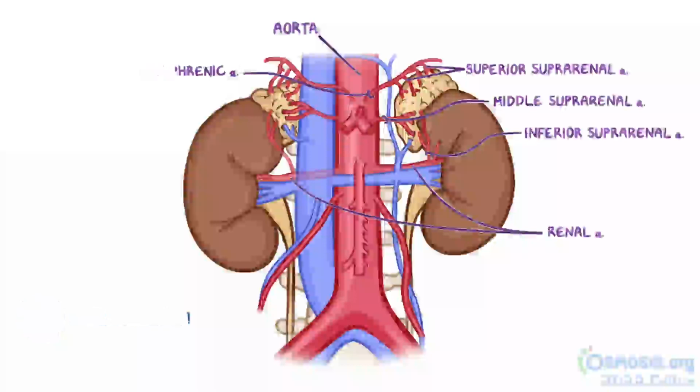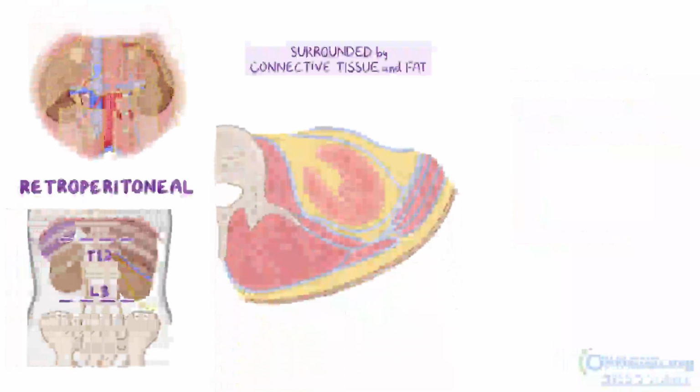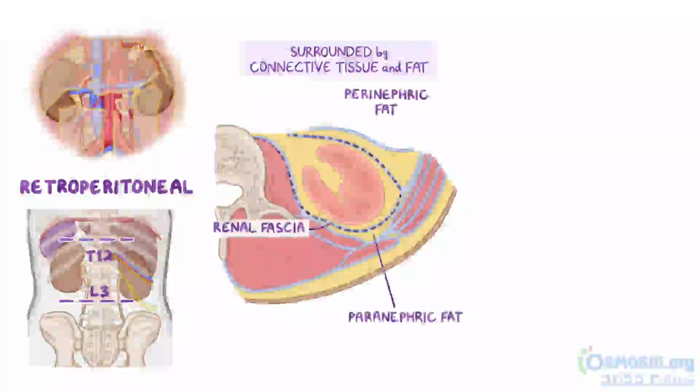Alright, as a quick recap. The kidneys are retroperitoneal organs located at the level of the T12 to L3 vertebrae. They're surrounded by several layers of connective tissue and fat. From superficial to deep, these are the paranephric fat, the renal fascia, the perinephric fat, and the fibrous renal capsule.